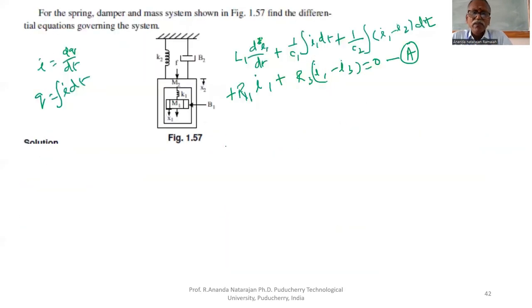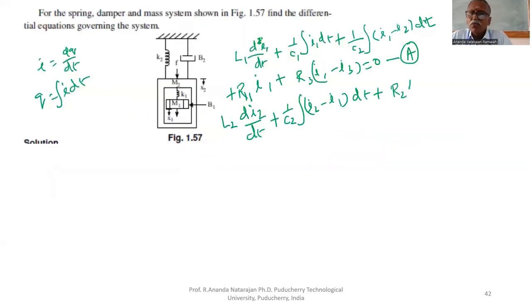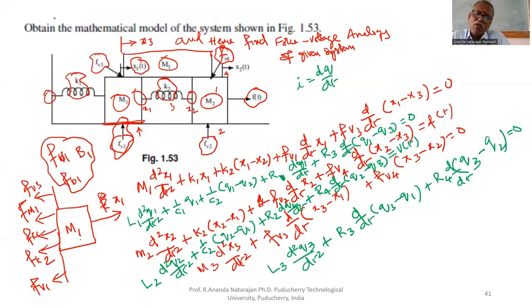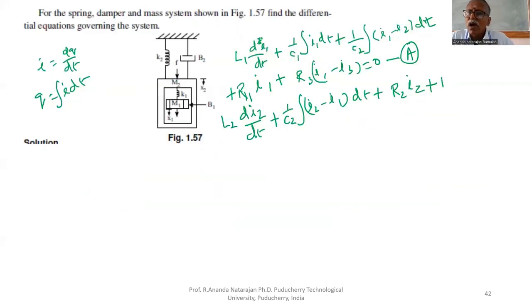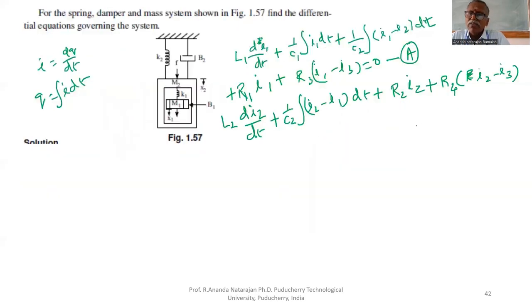For the second, L2 di2 upon dt plus 1 upon C2 integral of (I2 minus I1) dt plus R2 I2 plus R4 (I2 minus I3), R4 (I2 minus I3) equal to V of t.